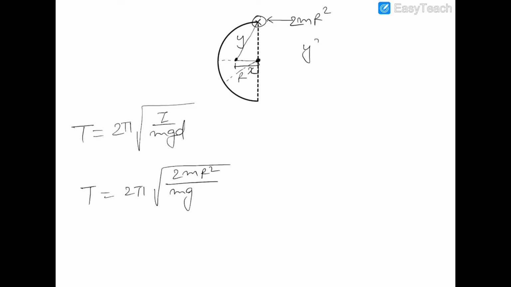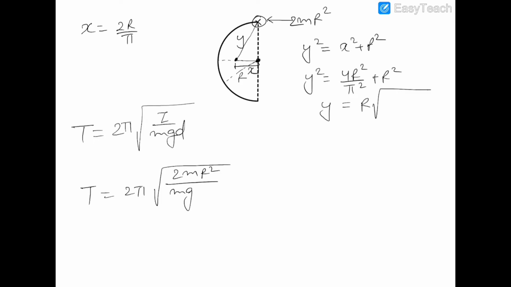So we can see that y square will be equal to under root of x square plus r square, and we know that x for a semicircular ring is 2r by pi. So y square will be equal to 4r square by pi square plus r square. So y will be equal to r under root of 4 by pi square plus 1. So this will be under root of 4 by pi square plus 1, because this is the distance d. So cancelling m with m, and this is r.